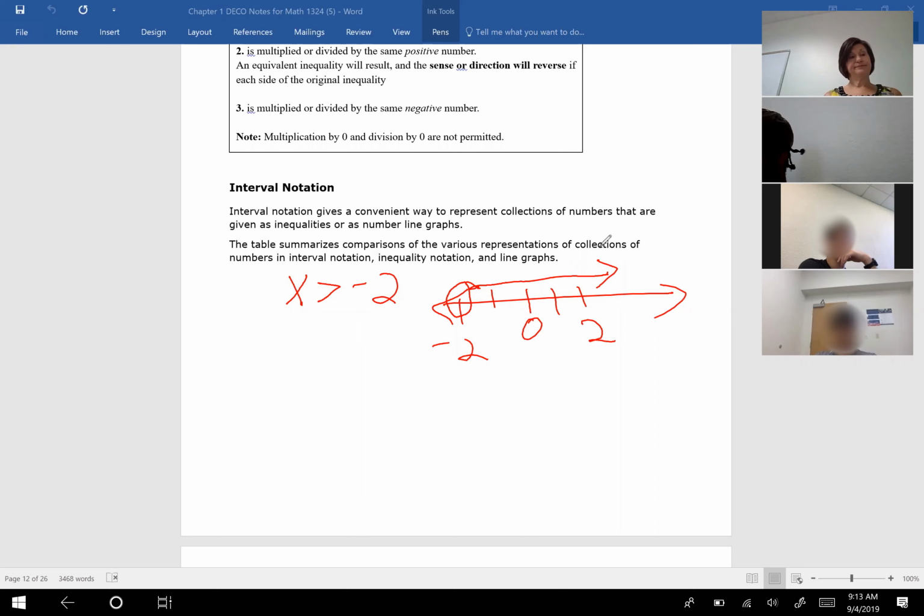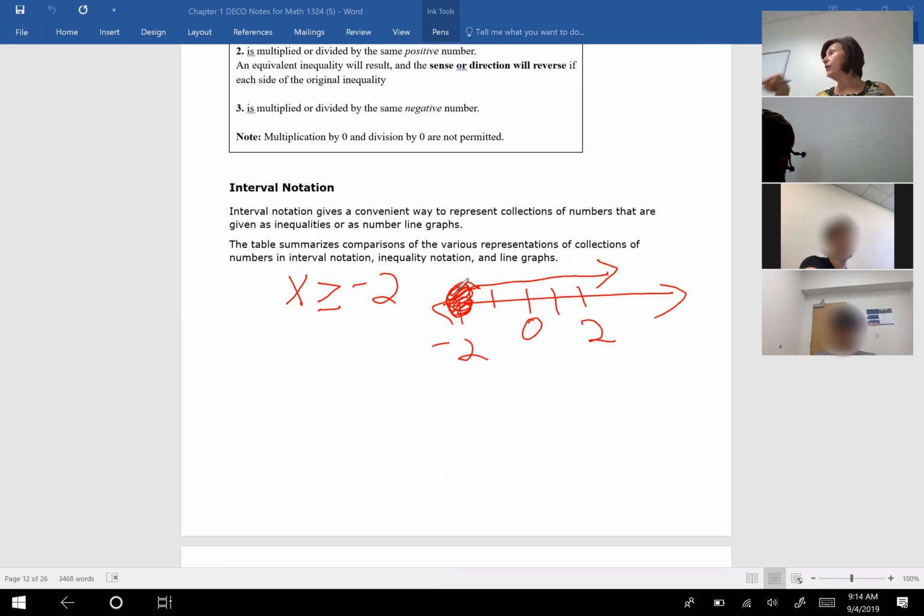Now, yes, sir? The only time the circles are closed is if it's equal, correct? Correct. If it has a line underneath the inequality, then you would color it in and make it a closed circle. So if it doesn't have the or equal to, it would be open. If it does have the or equal to, you color it in and make it closed.